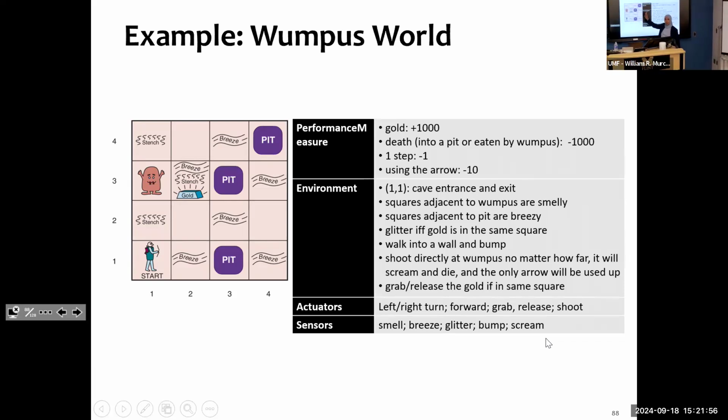The second one, in case he falls into a pit, is also death. Next, each step is going to deduct -1 from his score, and in case he wants to use the arrow, that is going to deduct -10 points. Okay, so now we're defining the performance measures and the environment. The actuators are what? The actions that this agent can take: he can move right, left, go forward, grab, release, or shoot.